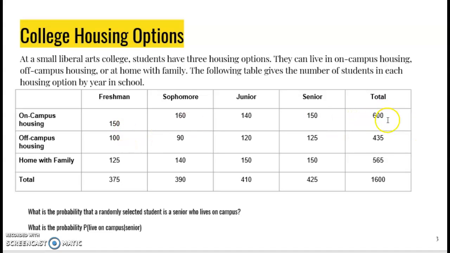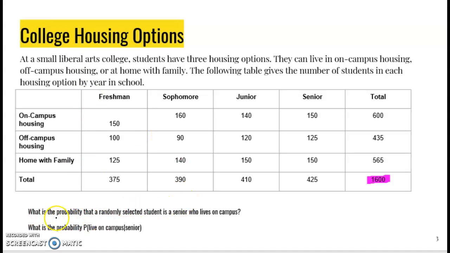We can see at the very right-hand side, we have our total column. The total number of students at this college is 1,600. When we break it down further, for on-campus housing there are 600 total students: freshmen, sophomores, juniors, and seniors. The total column is on the right-hand side, and a total row also goes across the bottom, separating them out by year and by housing situation. It's really important to take note of that when you're finding the probability of something.